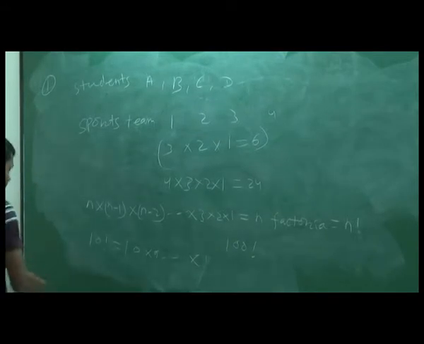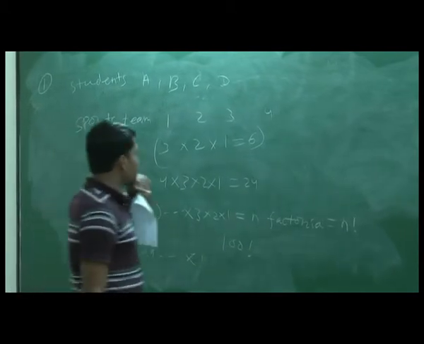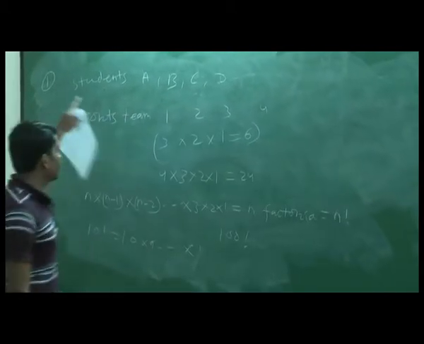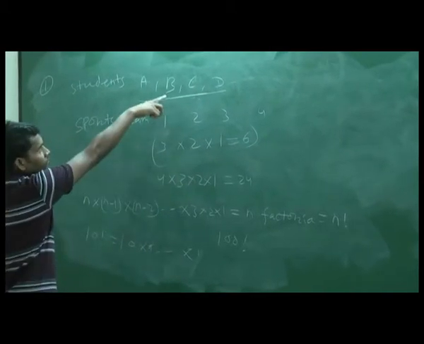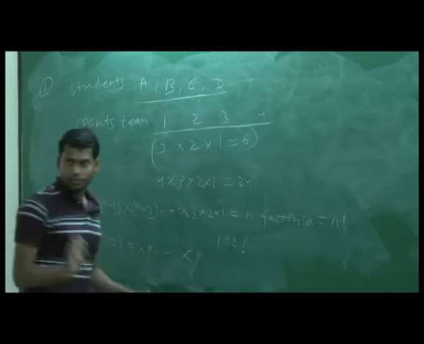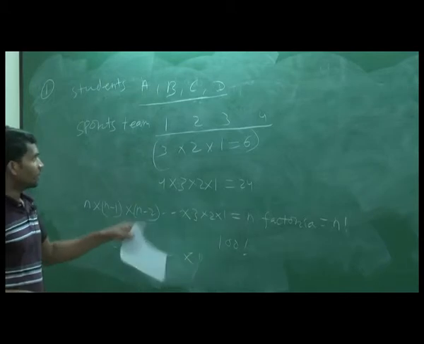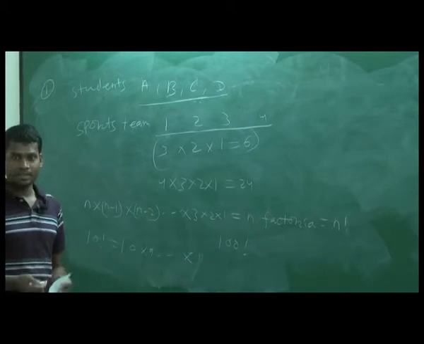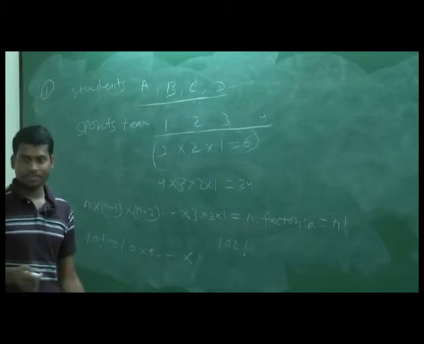So here we see that if there are n objects, how many objects were there? 4 objects. How many slots? 4 slots they have to be put in. So we got how many arrangements? 24, which is 4 factorial.